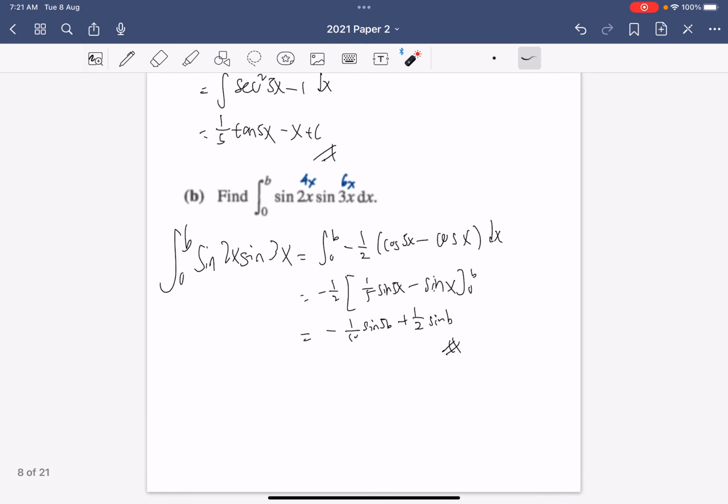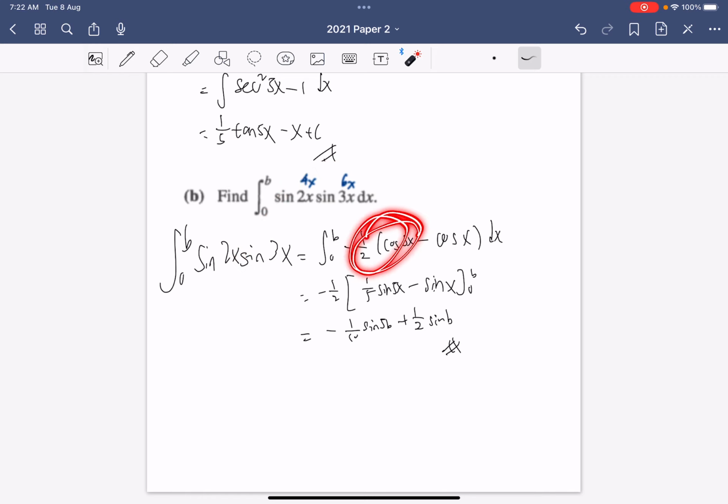And the next one is sine 2x, sine 3x integrated from 0 to b. So the trick now is to use the factor formula, because it changes a product which is hard to integrate into a sum or a difference in this case. Because it is a difference, we are able to integrate one term at a time. So that's the usefulness of the factor formula in integration. You converted a product into a sum for easy integration.